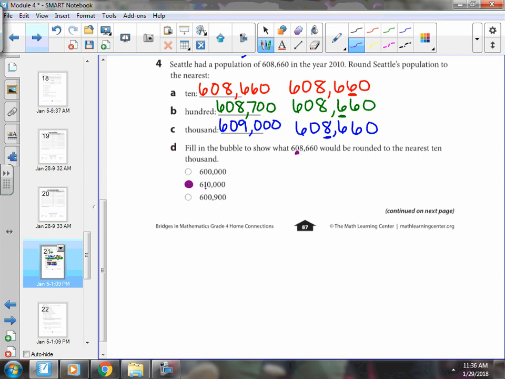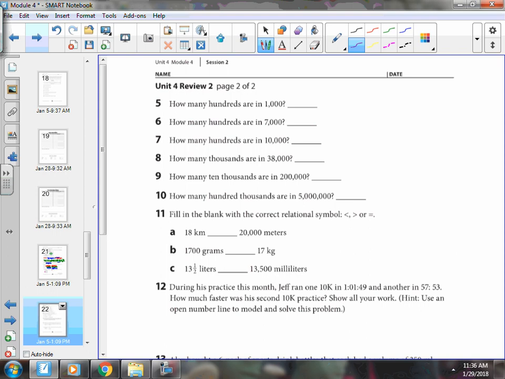All right, page 88. Number 5 through 10, if you misread this, don't worry. They're worded maybe in a way that you're not quite used to seeing. It says, how many hundreds are in 1,000? Well, there's a 0 in the hundreds place, so if you read it that way, every answer is 0, but that's not what they mean. They mean, how many hundreds is the same thing as 1,000? Maybe think money. How many $100 bills is the same as 1,000?